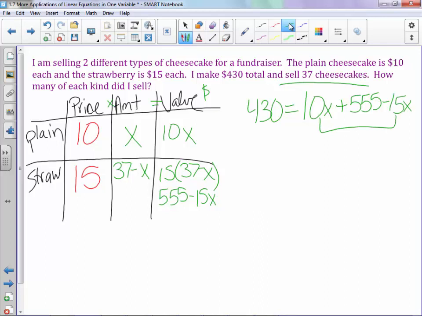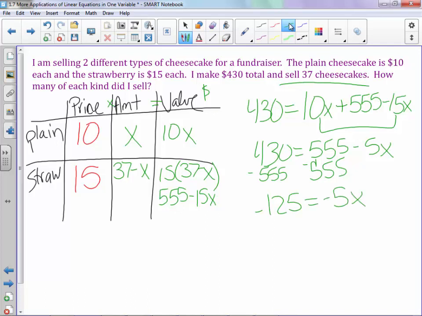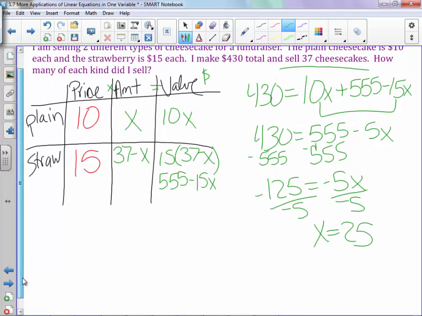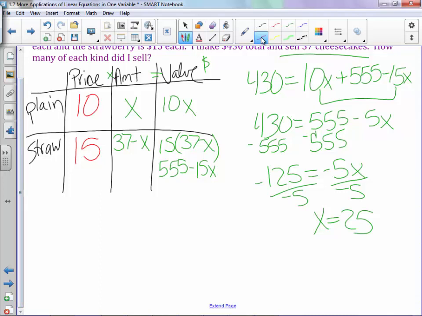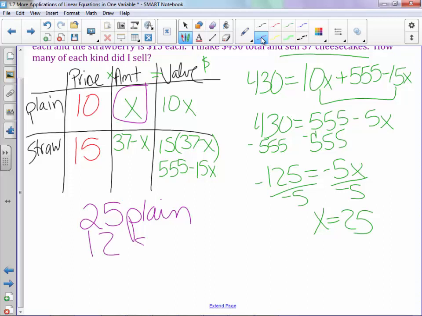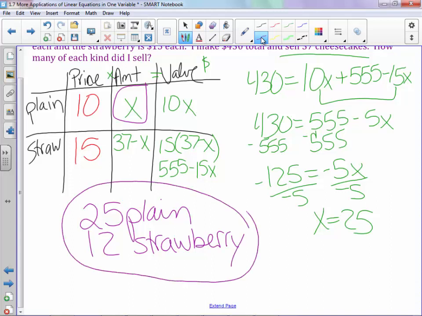Now let's combine our x's. So we'll have 430 equals 555 minus 5x. Subtract our 555. We'll get negative 125 equals negative 5x. Divide by negative 5. X equals 25. And now let's come back. Our x was how many plain we sold, which means we sold 25 plain. And the rest of them are strawberry, which means we sold 12 strawberry cheesecakes. Always want to make sure you go back and answer the original question.